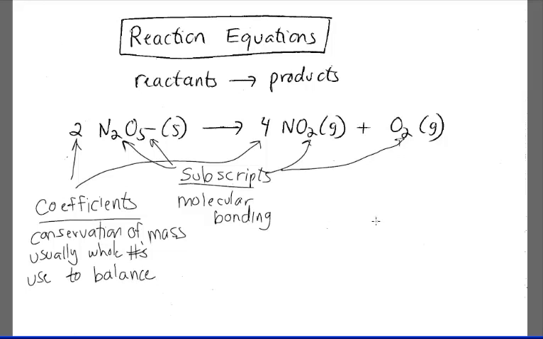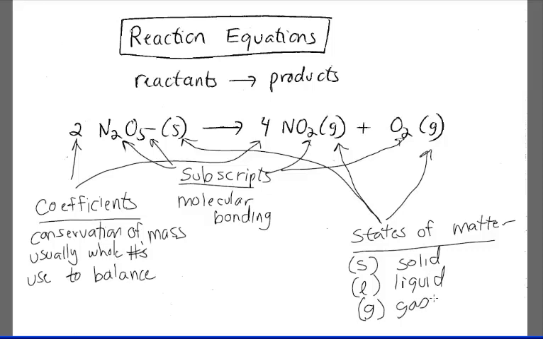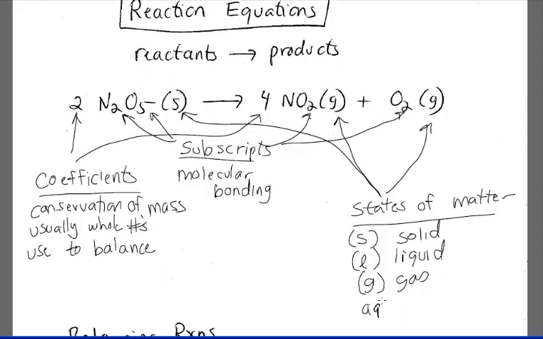Okay, and then one more thing that shows up on the reaction equation are these letters in parentheses, and those tell you the states of matter. So when you have an S, that means it's in a solid form. An L is liquid. G is a gas. And then we also have AQ, which stands for aqueous, which means a solution in water. So it's something dissolved in water.